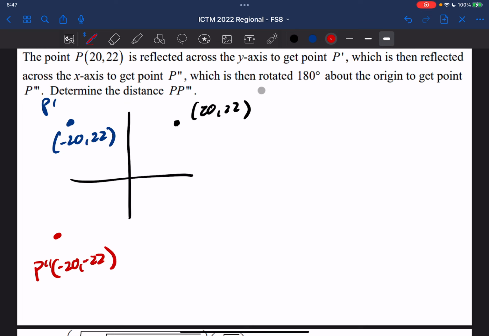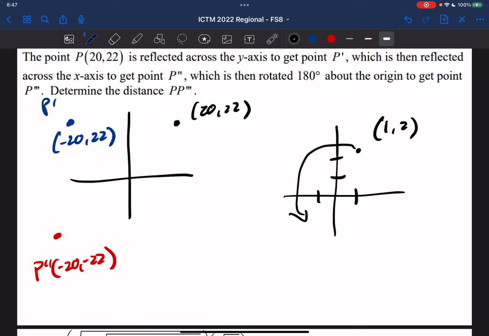And then it's rotated 180 degrees about the origin. Now let's make this a little simpler. If I have the point 1, 2, and I rotate it 180 degrees, it's going to end up down here at negative 1, negative 2. The x and y values, they don't swap places, they just become opposite.